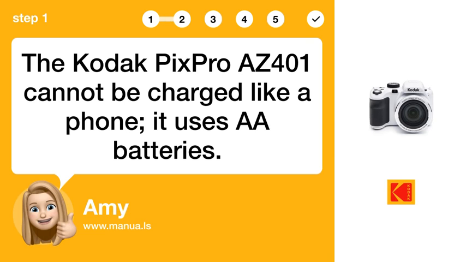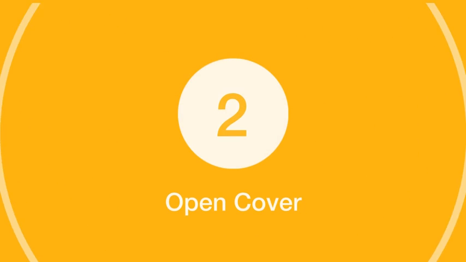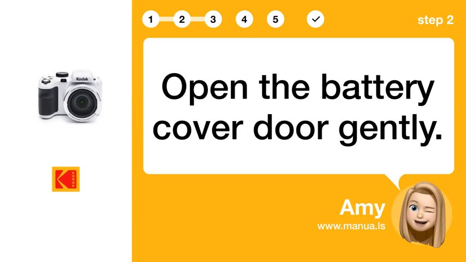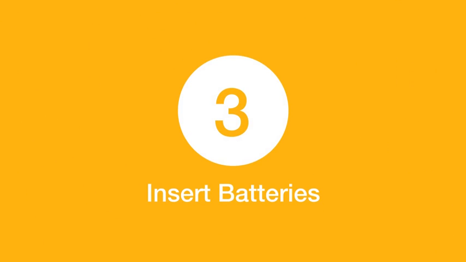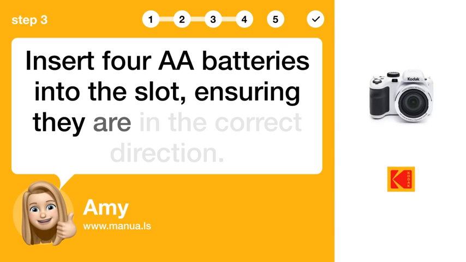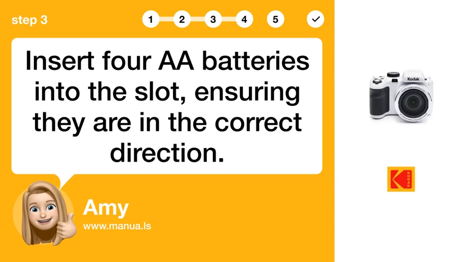It uses AA batteries. Step 2. Open cover. Open the battery cover door gently. Step 3. Insert batteries. Insert 4 AA batteries into the slot, ensuring they are in the correct direction.